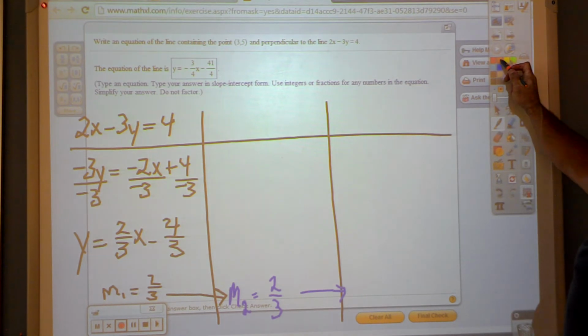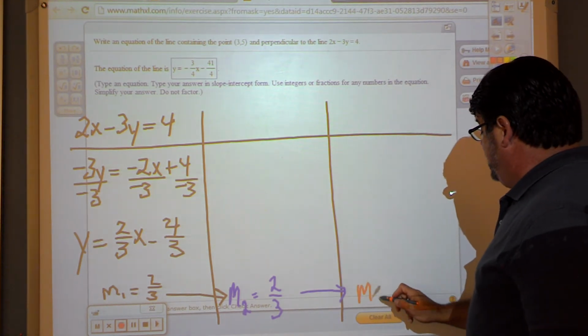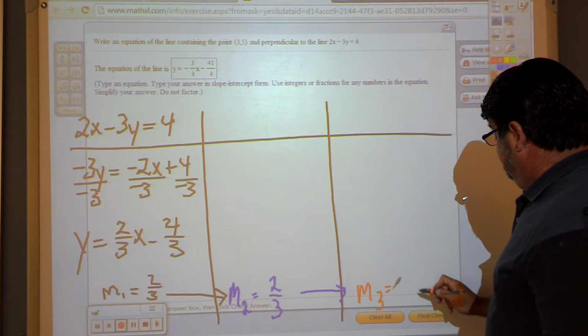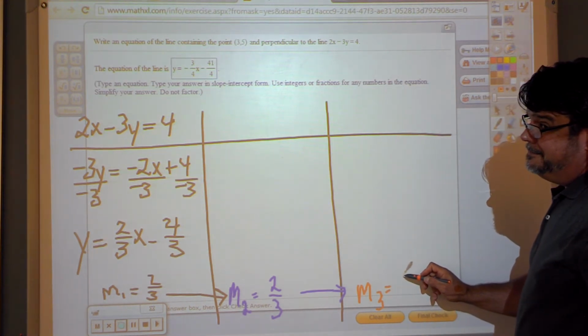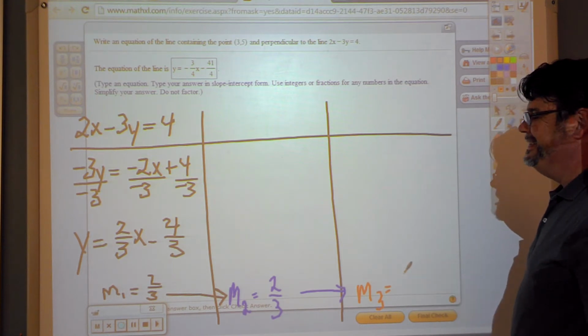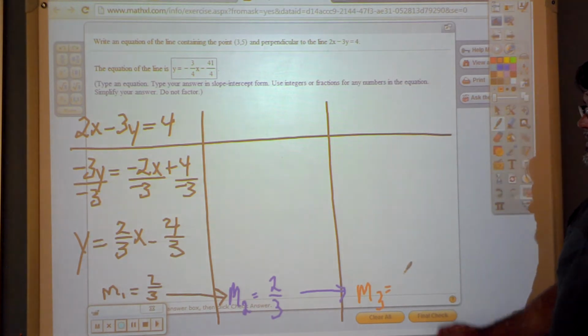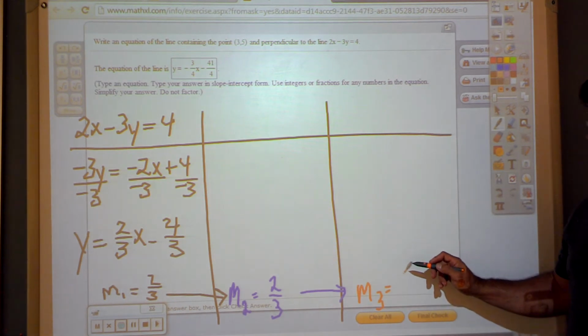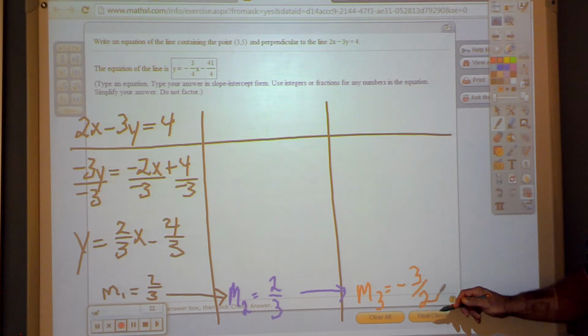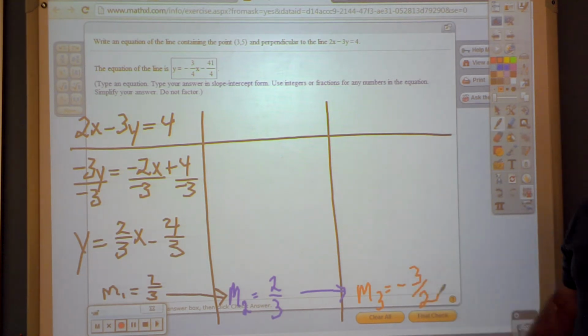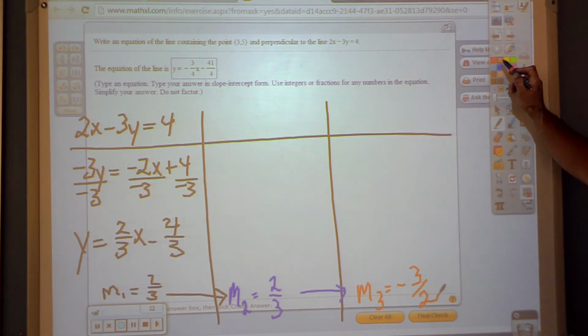And m sub 3? 3 halves. What? 3 halves. What? One and one half? I said it 3 halves. Yeah, but you didn't say something else. Negative 3 halves. I'm making a big deal out of it because that'll make the problem wrong. Totally wrong. Even though you know what you're doing, it still makes it wrong because of the sign.